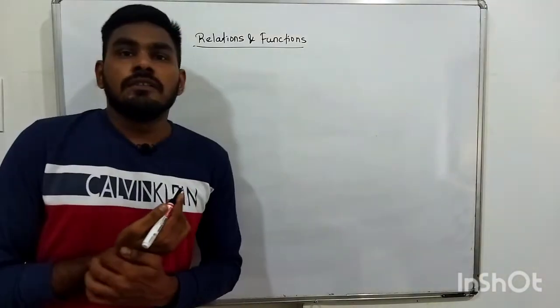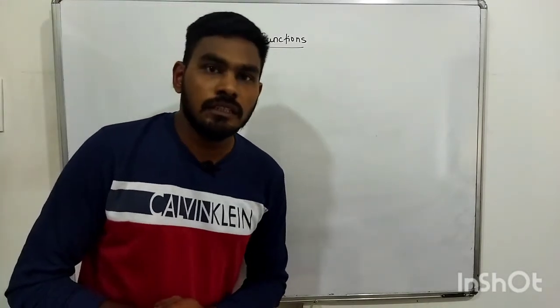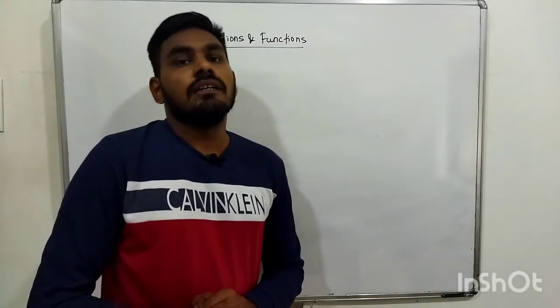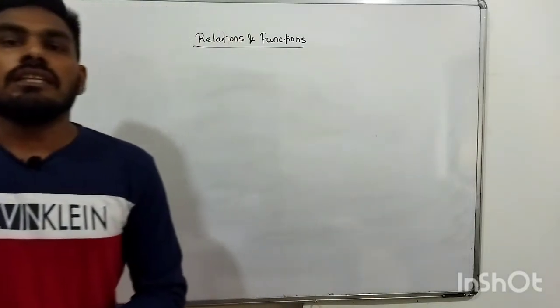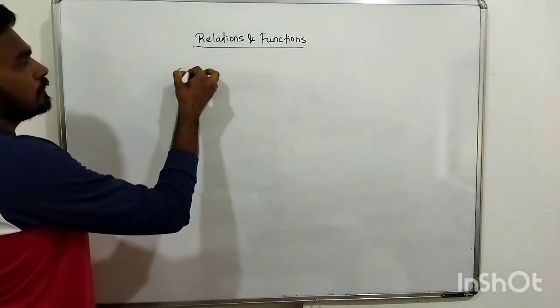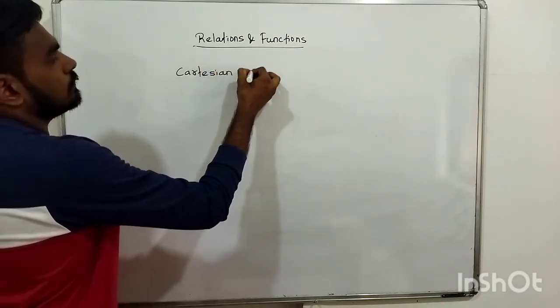Okay, so now that we have revised the basic things from the lesson sets, we are ready to learn the lesson relation and function. Okay, now in this lesson, the first thing that we are going to learn is Cartesian product or cross product, you can say. So what is Cartesian product?